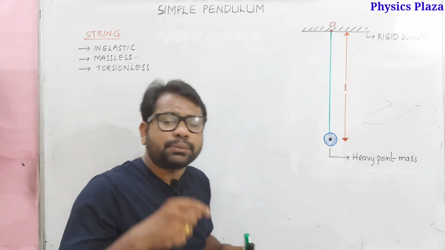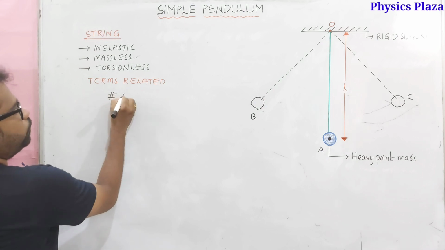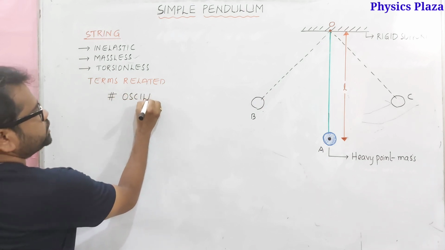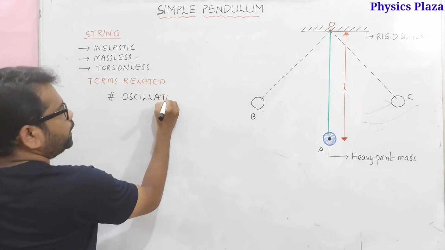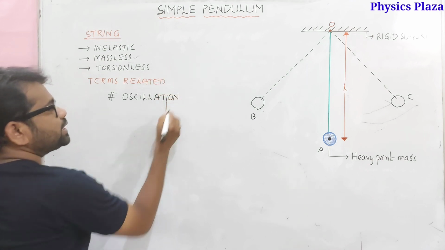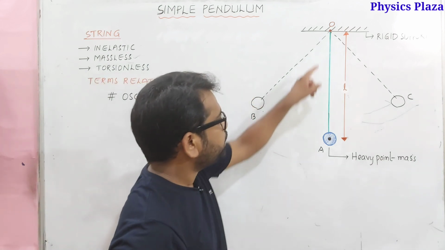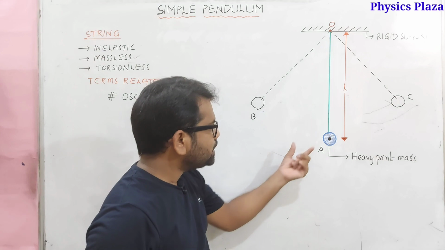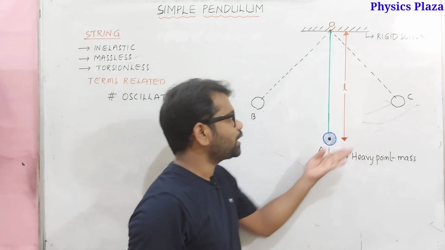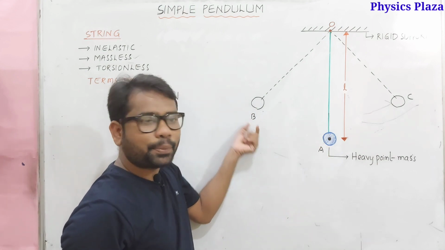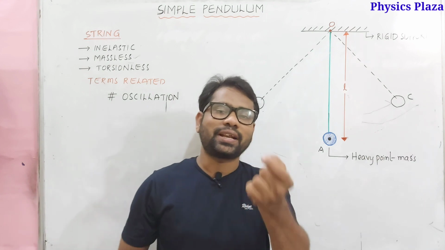Now we will see some terms related to the simple pendulum. First, we will discuss what an oscillation is. Children, it is very, very important to understand when you can say that a simple pendulum has completed one oscillation. Here OA is the mean position. When this simple pendulum is taken to the point B, either on the left side or the right side, and then left, it will be in motion. Such a motion we can call oscillatory motion.